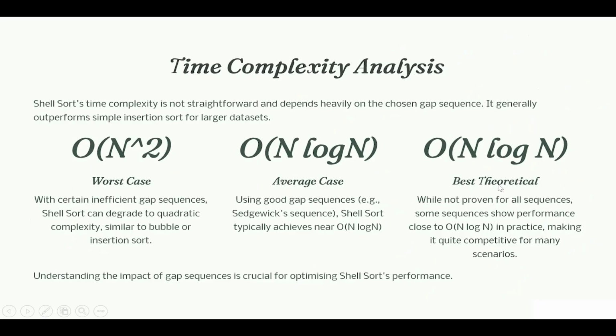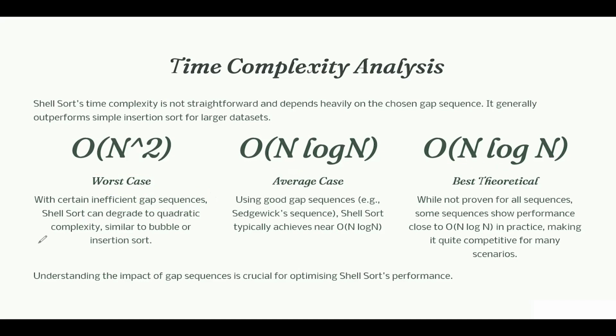So let us have a look at the time complexity. As you can see, the worst case is order of n square, average case is order of n log n, and the best case theoretical also is going to be order of n log n. Okay, so always remember that shell sort is totally dependent on the gap sequences. So what kind of a sequence or a gap you are taking, depending on that, the efficiency also varies. So it is very important to decide on what kind of a gap you are taking.